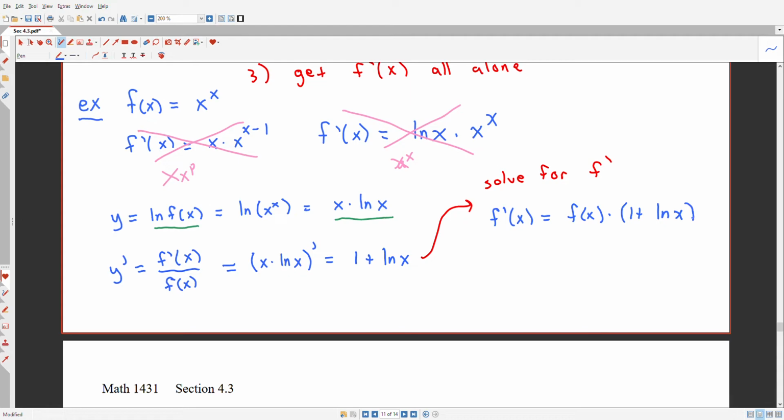And we're pretty much done because the problem told us what f of x was. That's where we started. f of x is the function x to the x. So if you want, you can distribute this: the derivative of x to the x is this function, x to the x, plus x to the x times the natural log of x.